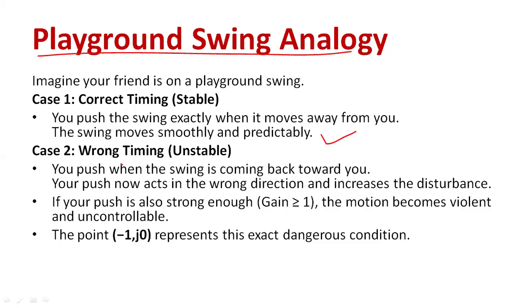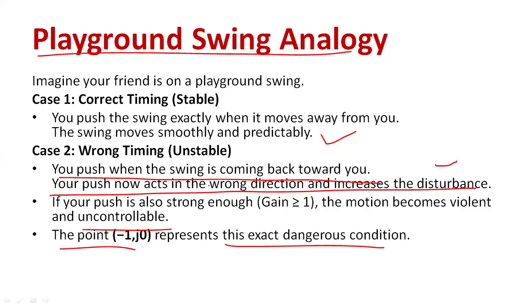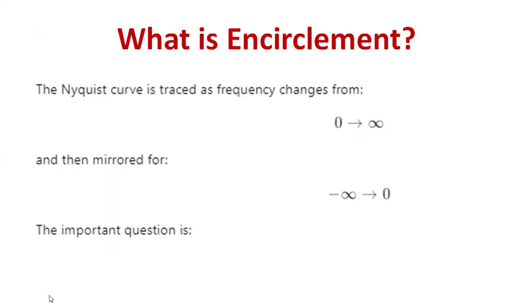But wrong timing will create instability. If you push when the swing comes back towards you, your push acts in the wrong direction, which will increase the disturbance and it moves to instability. If your push is so strong, that means gain greater than 1, or 0 decibel, the motion becomes violent and uncontrollable. So the point minus 1 plus 0j represents the exact dangerous condition, just like a reference point. So that point is very important.